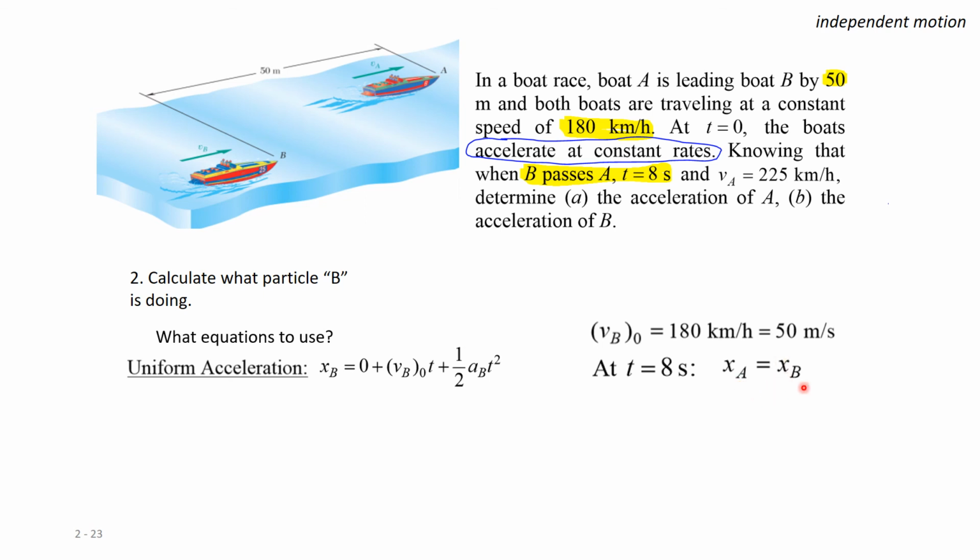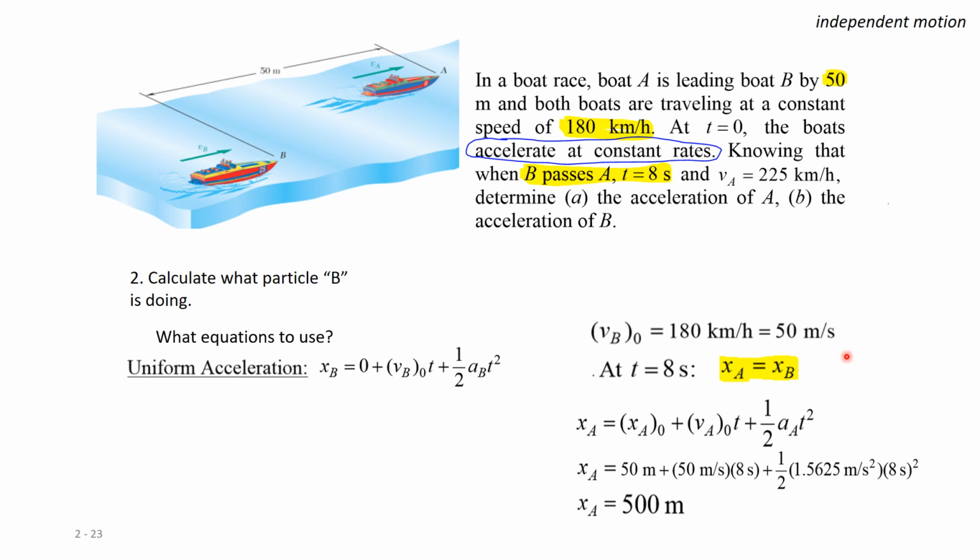Okay, so we have an equation for each of those. We can set those next to one another. So here's A. A starts 50 meters ahead. There's the velocity of A changed to meters per second, the time they pass. We found the acceleration of A. There's the time again. So that's the position where they pass one another, 500 meters out. So now that we have that position, we can plug this position into our equation for B, okay?